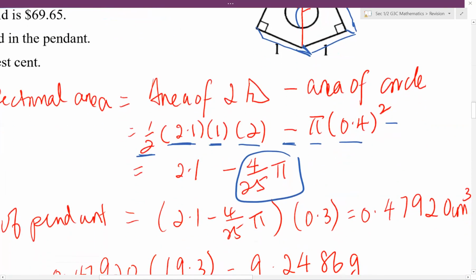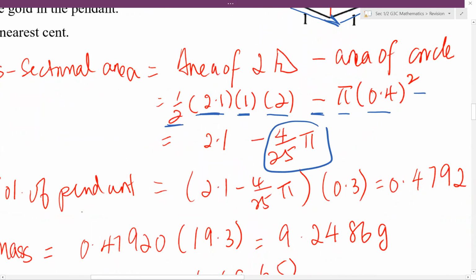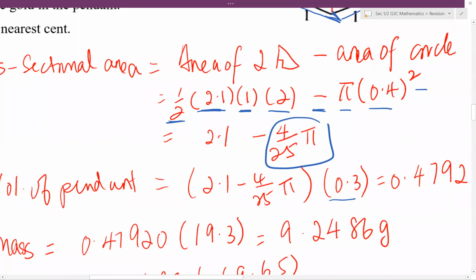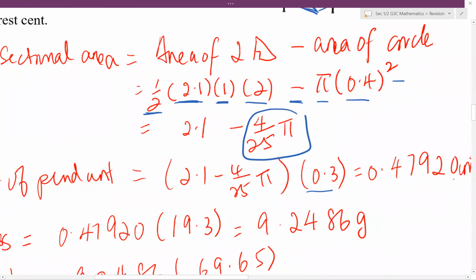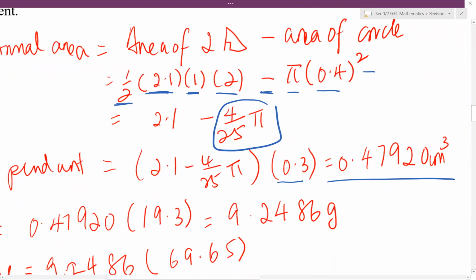Next, with this cross-sectional area, we're going to find the volume. So volume of the pendant, you multiply by 0.3. And here in 5 SF, if it is up to me, I will not evaluate. I just put it down as 0.3 times 2.1 minus 4/25 pi. Leave it like this first, because later on, I'm going to do something with it.